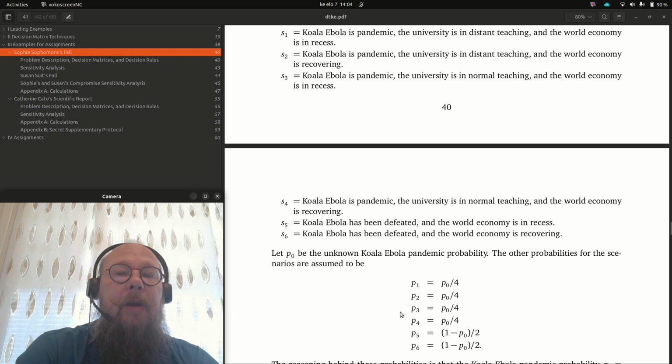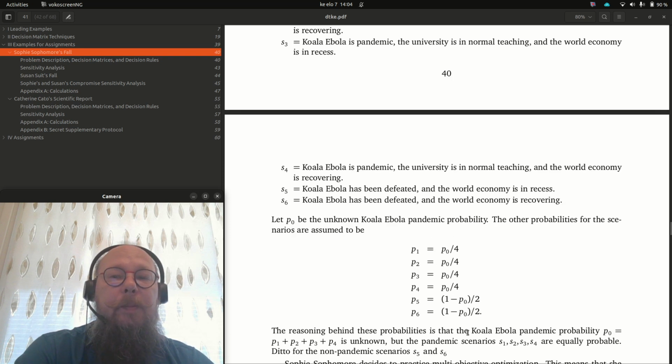So what is left there is (1 - P0)/2 for S5, and for S6 the same, (1 - P0)/2. So if you then look at these numbers, they sum up to 1. So P1 to P4 are all equally probable, and depending on the unknown probability P0, the probability for P1 plus P2 plus P3 plus P4, that's the probability of koala pandemic, and then P5 and P6 are also equally probable, so the probabilities are (1 - P0)/2.